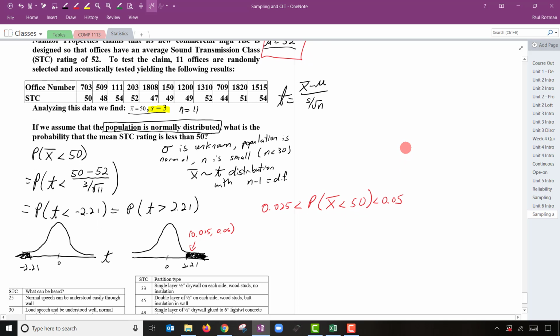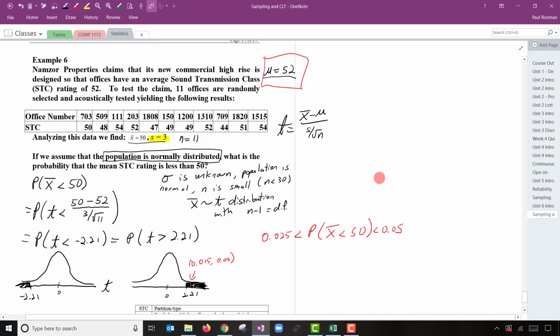So this is a case where I could use that in negotiations now. When I'm negotiating my lease agreement, I might say, well, you've got to come down on the price a bit because your offices aren't living up to your claim, and you set the price based on a rating of 52. I think it's less, so maybe we can work out a deal. Of course, I might be wrong. Remember, I only studied 11 offices, so I don't want to exactly accuse them of being complete liars, but I would say that the data tends to disagree with their claim.